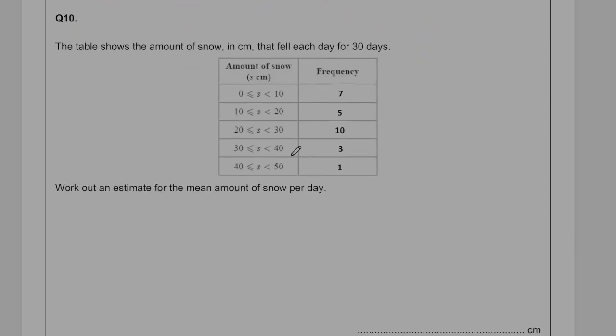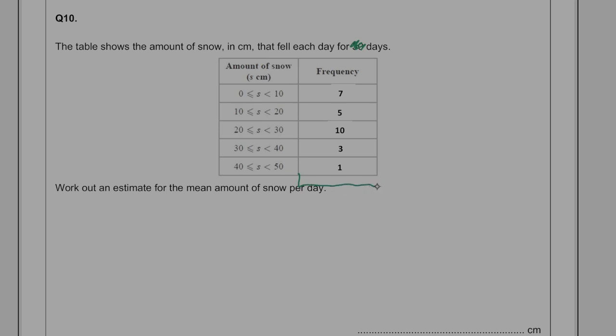Okay, question 10. Table shows the amount of snow in centimeters that fell each day for 30 days. Oh, I'm just panicking here. That doesn't add up to 30. Adds up to, just realized as I was doing it that I should have checked that. 10, 20, 26.